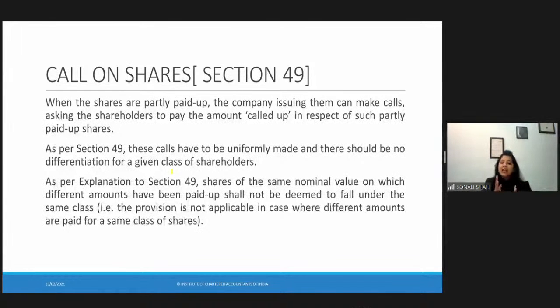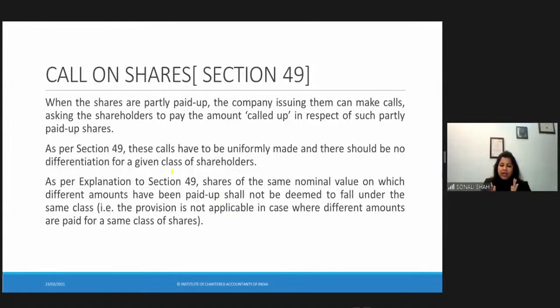So whenever the shares are partly paid, the company that issued those shares may make a call to the shareholders to pay the balance amount in respect of such partly paid shares. Now, how these calls have to be made has been prescribed in section 49. Section 49 says these calls have to be made uniformly and there should be no differentiation for a given class of shareholders. So for one particular class, all the shareholders falling within the class will be called for making payment on the partly paid shares.